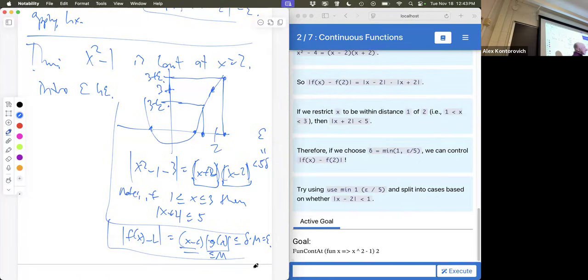x minus 2 is going to be less than delta by assumption. I just don't know what delta is yet. This I can make at most 5. And so I can make this at most 5 delta, but I want it to be at most epsilon. So I just set delta equal to epsilon over 5, or 1, whichever is smaller, to make sure that if epsilon is huge, epsilon over 5 doesn't help me. Does that make sense? It makes the analysis more annoying.